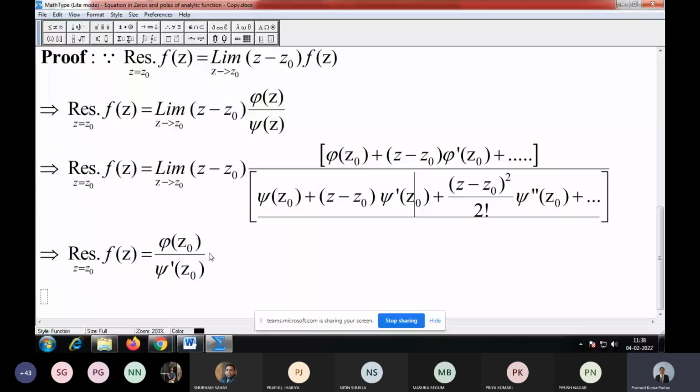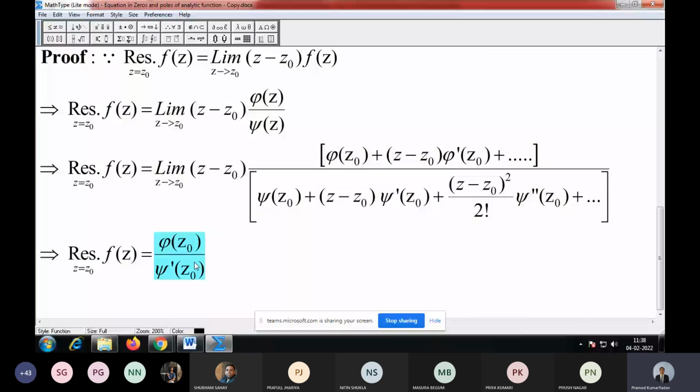So this is another way to find the residue of the function f(z). So we have learned two ways to find the residue of the function f(z). If z equal to z naught is a simple pole, then the residue is limit z tends to z naught, (z minus z naught) f(z). And if f(z) is in the form of phi(z) divided by psi(z), and psi(z naught) is 0 but phi(z naught) is not equal to 0, then the residue will be phi(z naught) divided by psi dash (z naught).